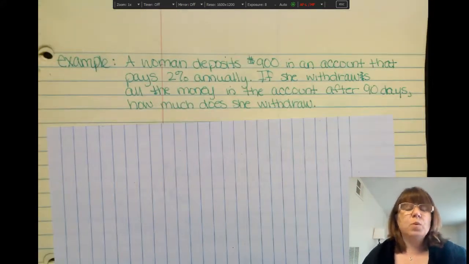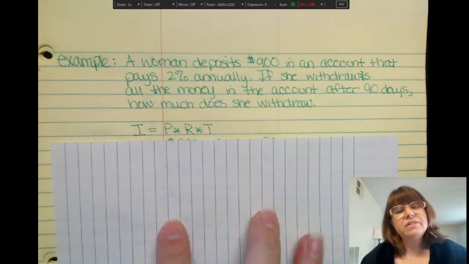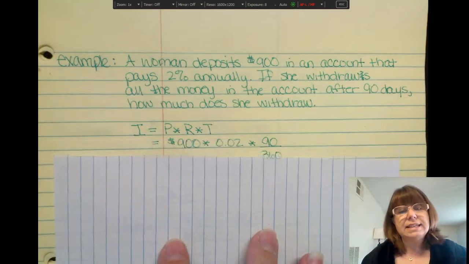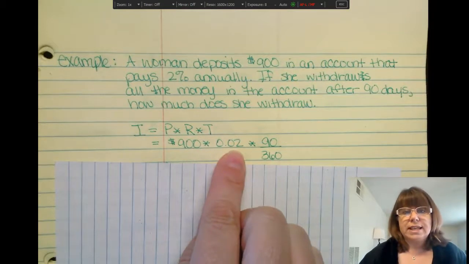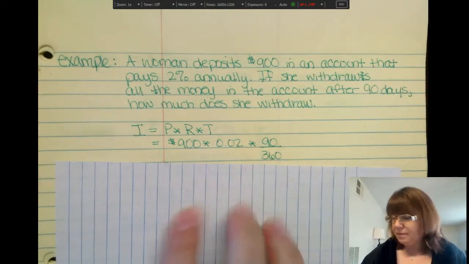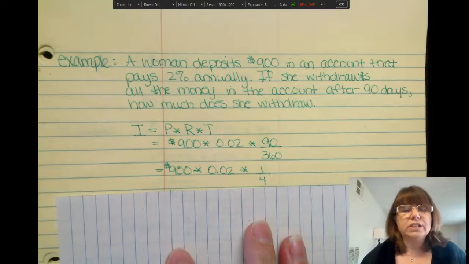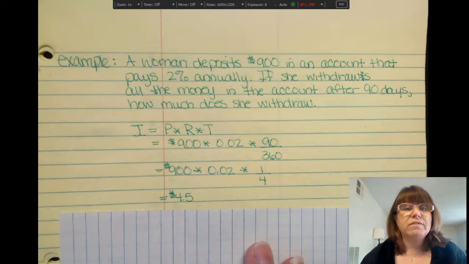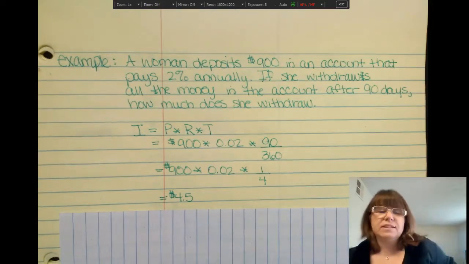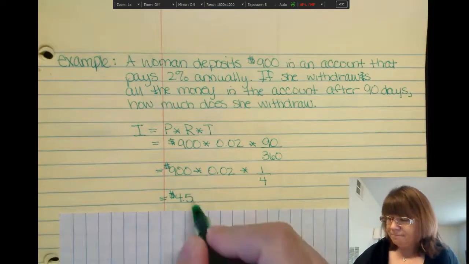So in this example, a woman deposits $900 in an account that pays 2% annually. If she withdraws all the money in the account after 90 days, how much will she withdraw? So again, we need to figure out what the interest is, and in this case, it's 90 days. So the principal is $900 at 2% for 90 days. We multiply that all out, 900 times 0.02 times 1/4. She will get $4.50 worth of interest.